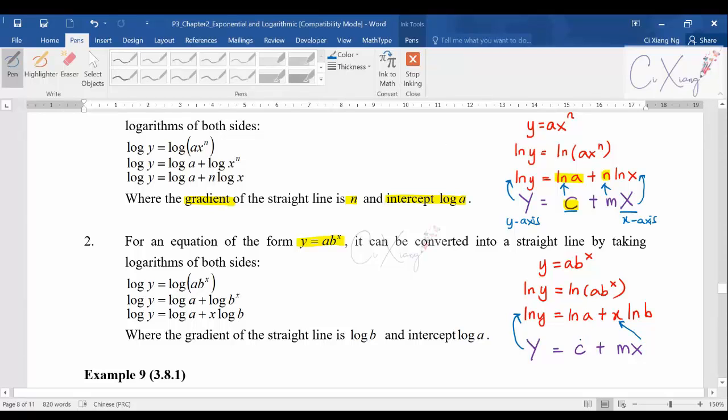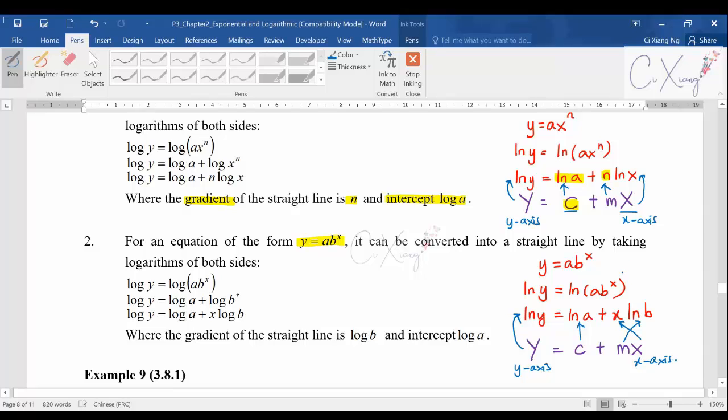Okay, so if you compare it against c, the intercept will still be ln a, and then the gradient is ln b. So if let's say you know the gradient and intercept, the value from the graph, then you can use it to estimate the value of a, and also you use the m to estimate the value of b. Okay, all right. So again, as what I said, the y here means the y in exists, and then the x here means the x exists.